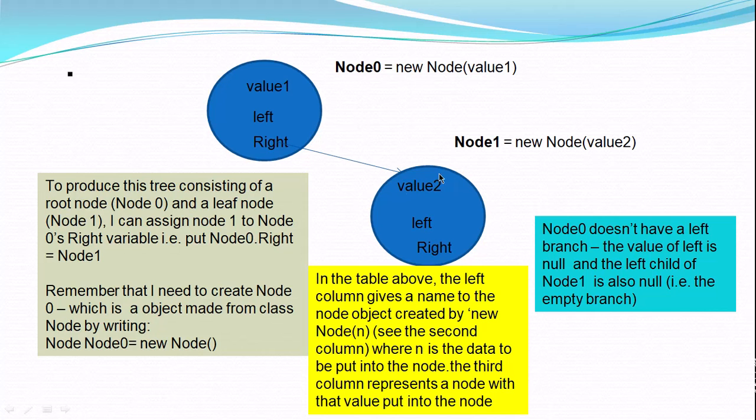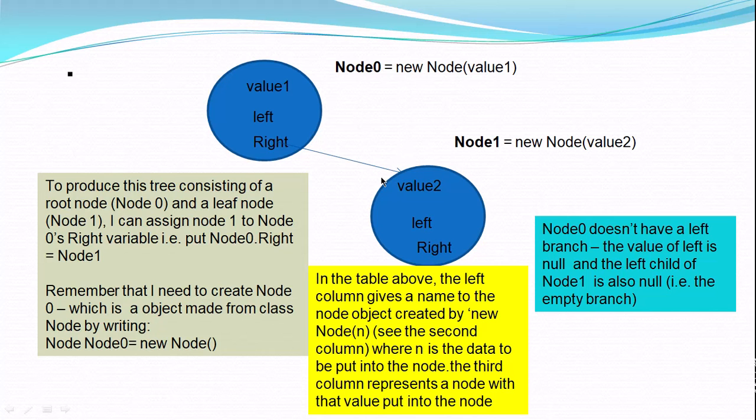So if I have a look at this node, to produce this tree consisting of a root node, i.e. node 0, and a leaf node, node 1, I can assign node 1 to node 0's right variable. In other words, what I do is to write the name of the node, which is node 0, dot right, so I'm accessing the variable right, and I'm assigning to it the value of node 1. Node 1 is actually a node. It's this object here.